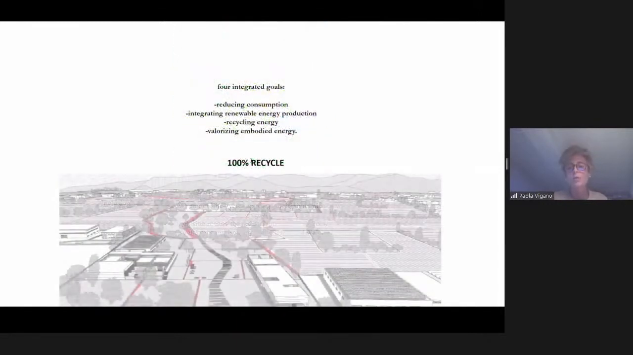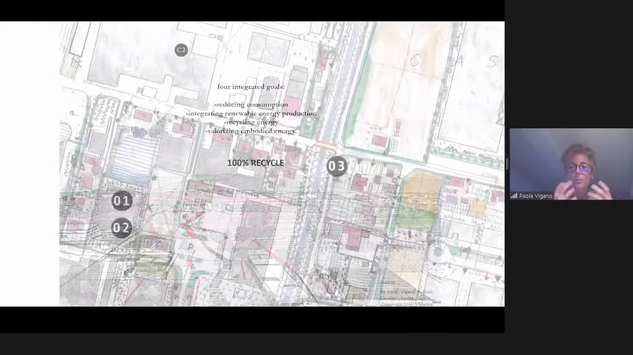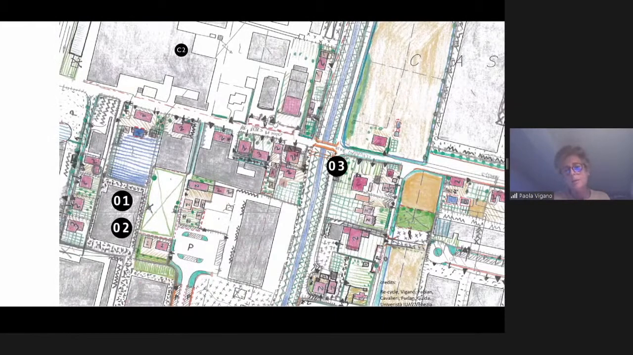The goals, of course, were several and integrated: to reduce consumption, to integrate renewable energy production, to recycle energy. But I wanted to really state and add this point: valorizing the embodied energy that is already there. And of course, to make a transformation that does not ask for big amounts of embodied energy. And this was, let's say, giving a little more sense to this scenario of 100% recycle, which is even difficult to imagine.